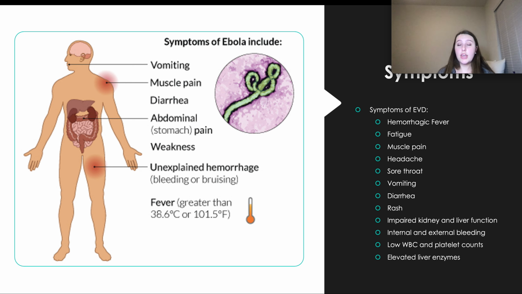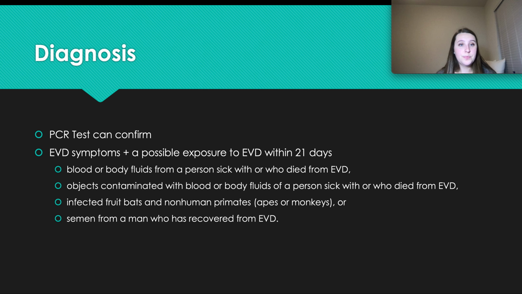Symptoms of Ebola include hemorrhagic fever, fatigue, muscle pain, headache, sore throat, vomiting, diarrhea, rash, impaired kidney function, internal and external bleeding, which is often the cause of death, low white blood cell and platelet counts, and elevated liver enzymes. To diagnose someone with Ebola virus, they need to present with Ebola virus symptoms and have a possible exposure to Ebola virus within 21 days. A PCR test can confirm this.